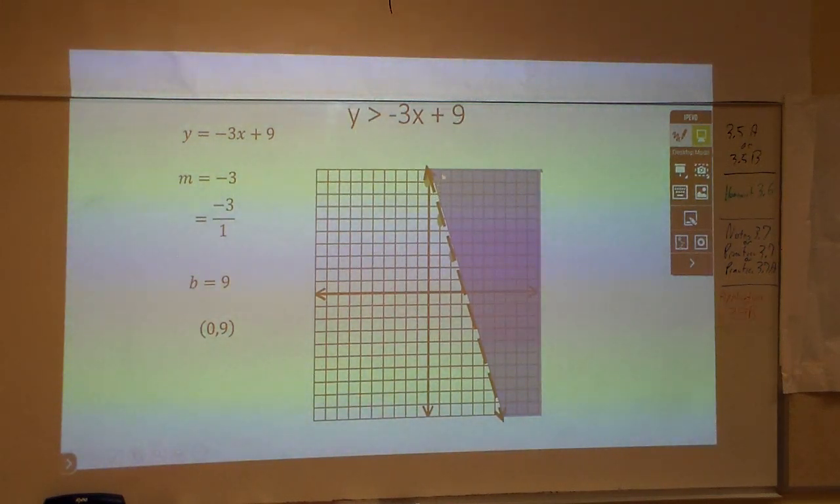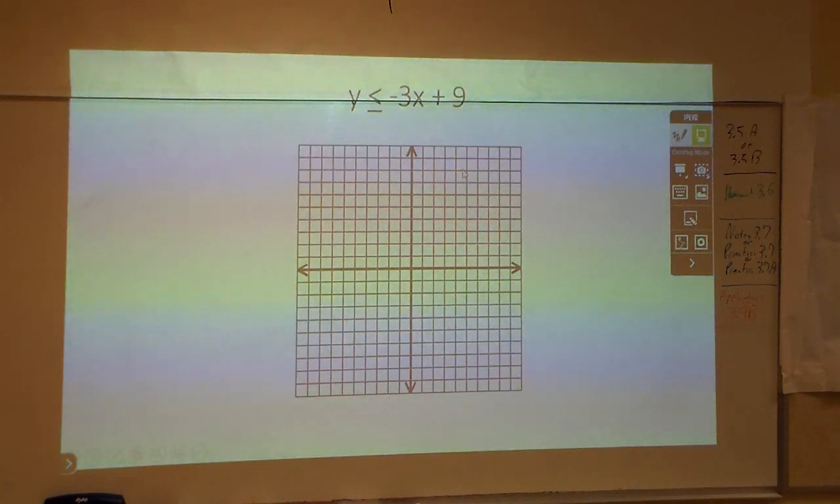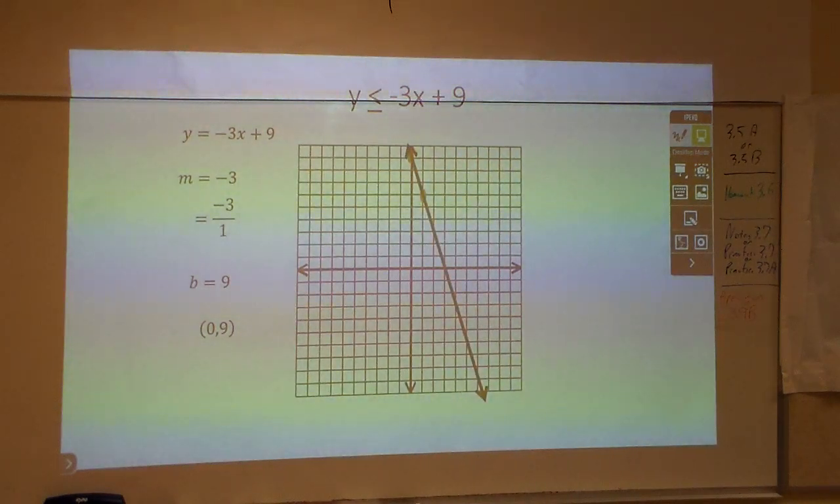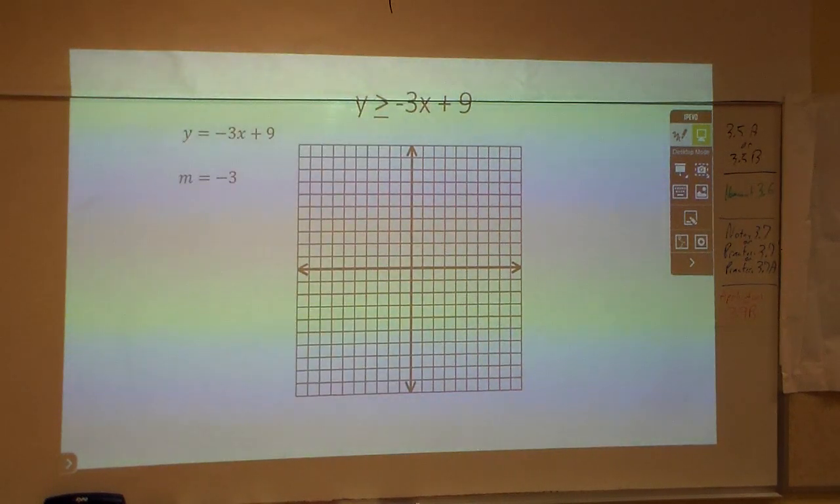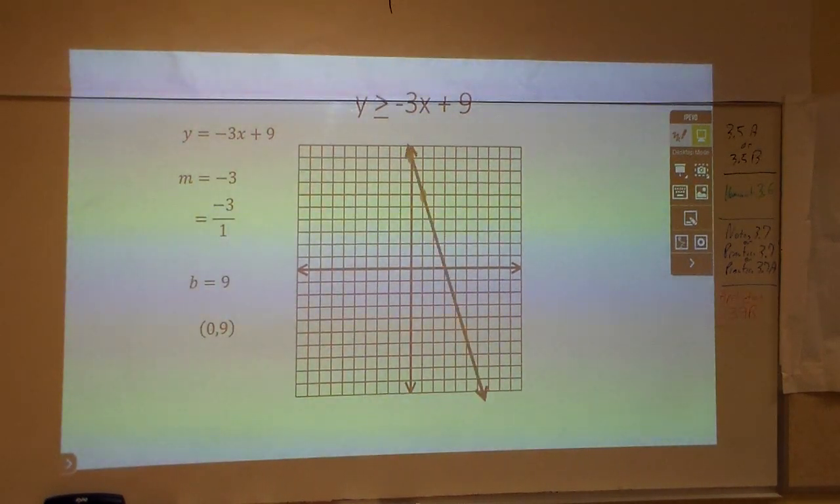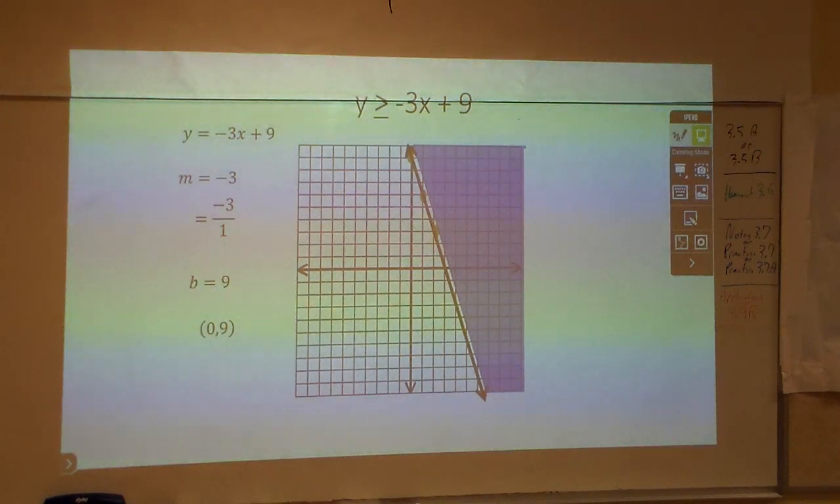On the words y is greater than answers, the only difference here is this now has a bar, which means that the line can be part of the answer, so it's a solid line. And once again, this one's a less than, so it's shaded down here. And then the other one would be shaded above. So, like the following. That's how you would shade those.